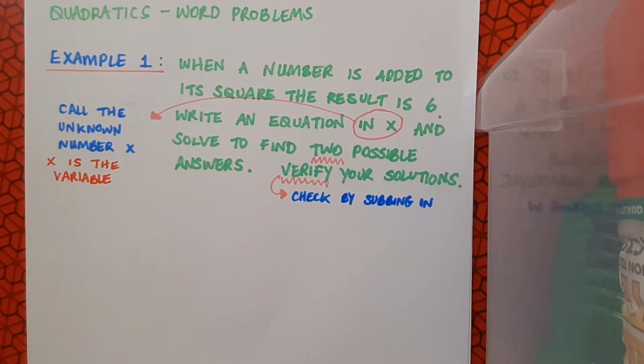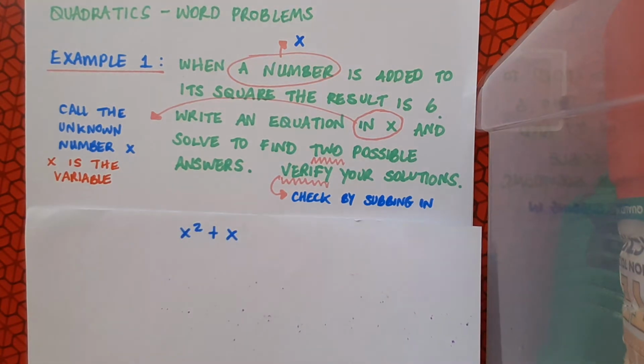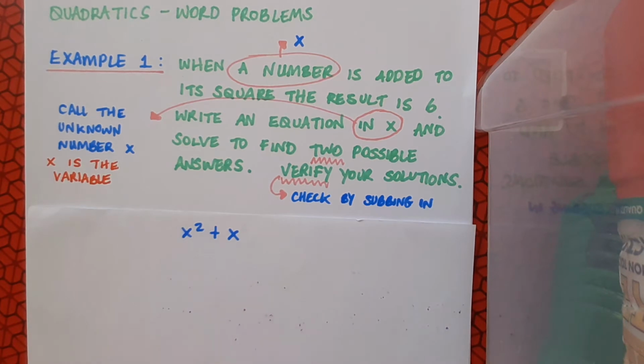So it says a number is added to its square. Okay, so we need to first of all decide what are we going to call this number? Well, they've told us in the question to write an equation in x. So the number that we don't know is what we're going to call x. So we've got a number and we're adding it to its square. So that's going to be x squared plus x. So I'm adding the number onto its square. And I'm told in the question the result is 6. So that equals 6.